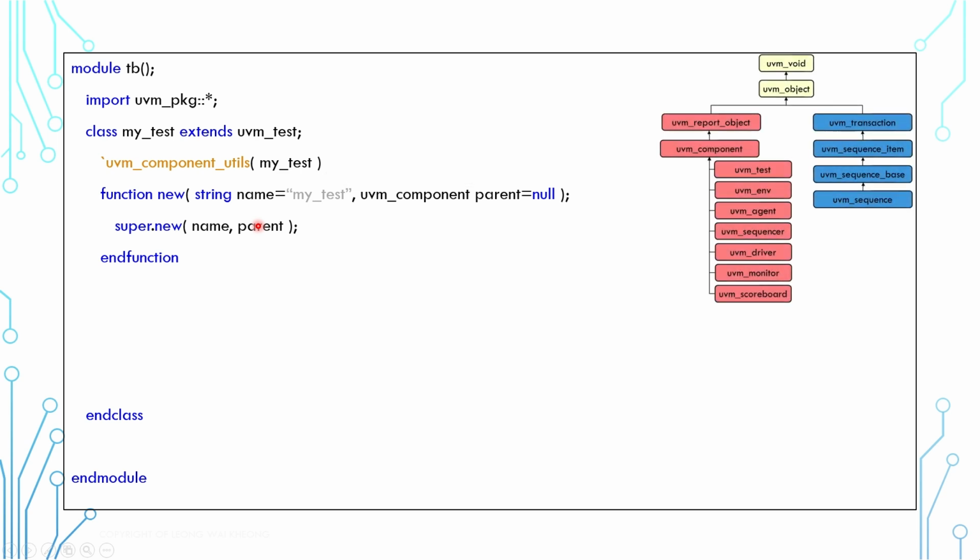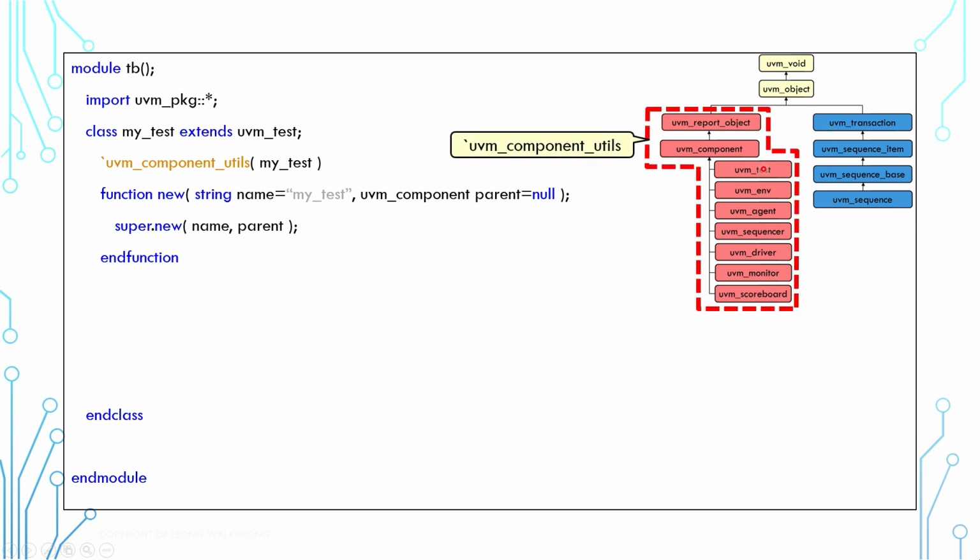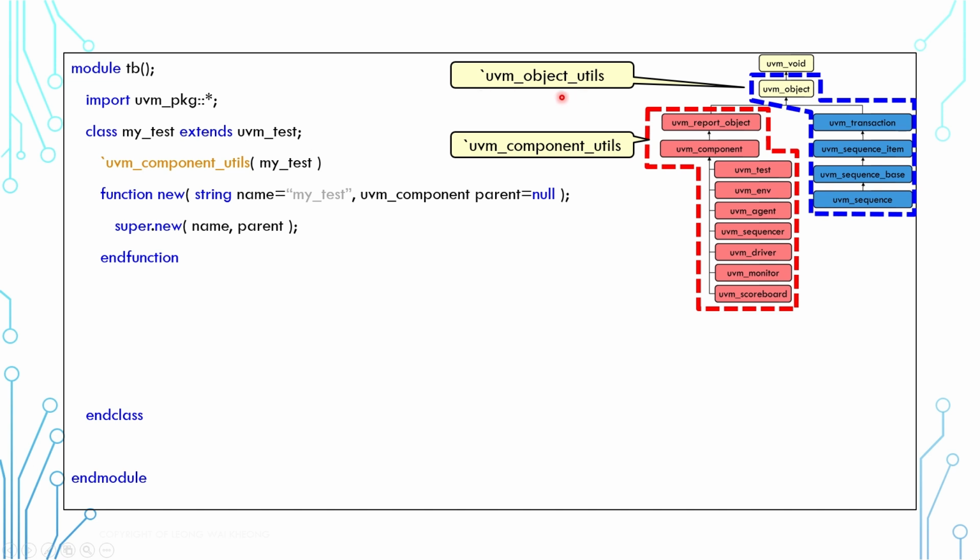Now, depending on which UVM class we are extending from, there are different UVM util macro and constructor requirements. To put it simply, we can divide into two categories, whether the class is UVM component based or not. If we are writing a class that is based on UVM component, then we should be using UVM component utils and a constructor like this. Else, we should be using UVM object utils and a different constructor. In this case, UVM test is under UVM component, and that's why we are using UVM component utils and a constructor like this.